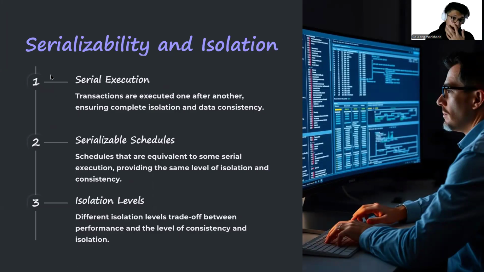Next, we will see serializability and isolation. Serial execution: transactions are executed one after another, ensuring complete isolation and data consistency. Next is serializable schedules. These are schedules that are equivalent to some serial execution, providing the same level of isolation and consistency. Next is isolation levels. Different isolation levels trade off between performance and the level of consistency and isolation.